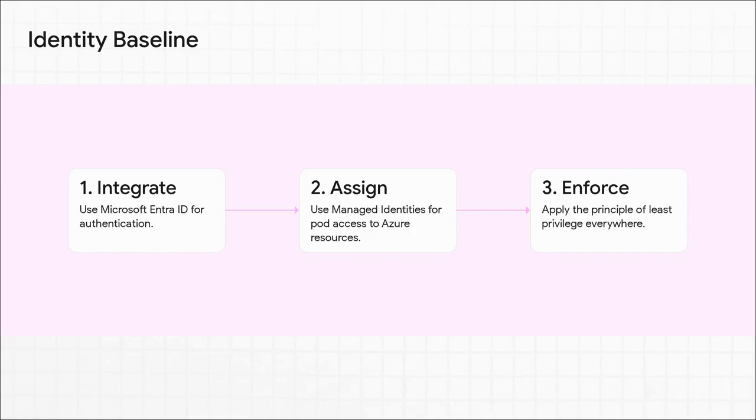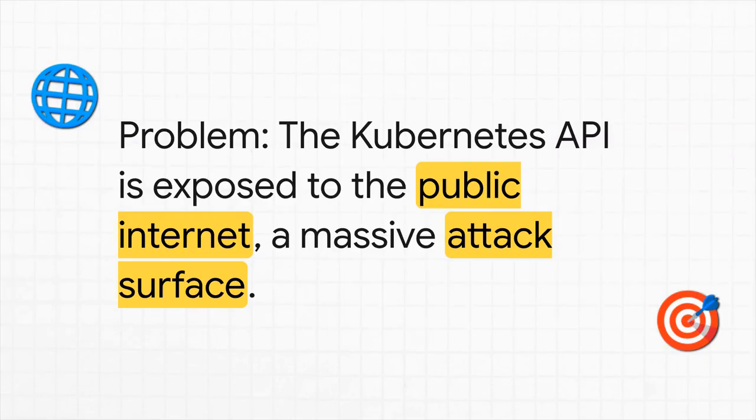This lets your pods talk to other Azure resources securely, without you ever having to store a secret or a password. And third, you enforce the principle of least privilege, everywhere. Only grant the absolute minimum permissions needed to get a job done. Now this is one of the biggest security holes in a default AKS cluster, period.